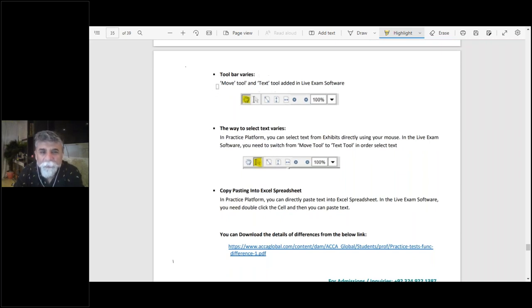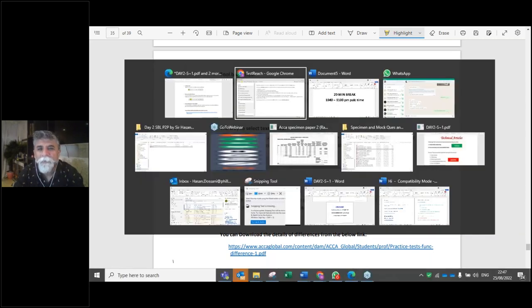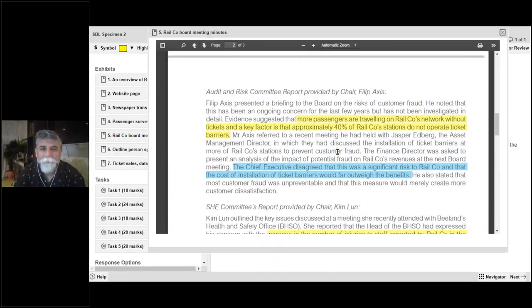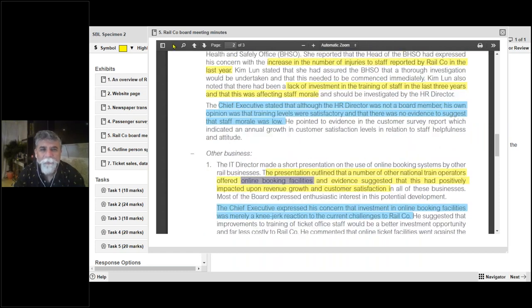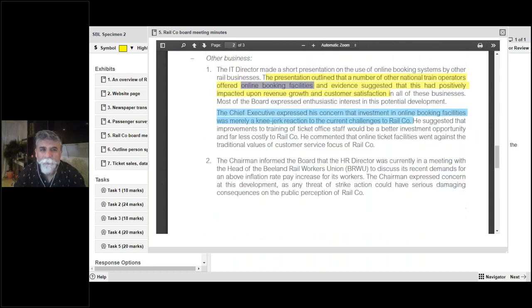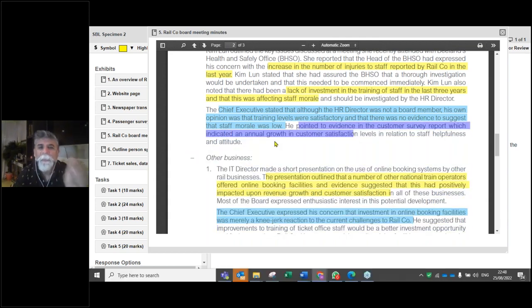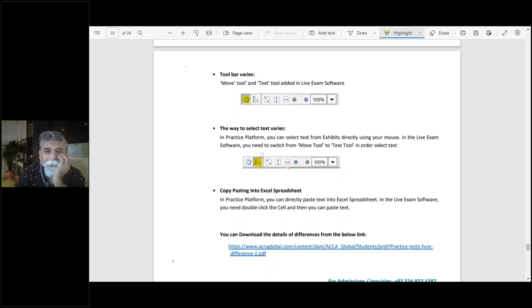Toolbar varies. So move tool and text tool added in live. So if you want to move the exhibit up and down, right now you can easily move, but in the exam there's a hand button. You press that hand and then you will be able to move. And if you want to copy paste something, there's a separate button. You will press that and then you will be able to select some sentences. That's the icon if you want to select any sentence.